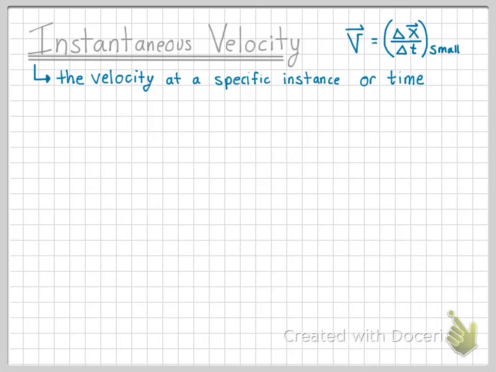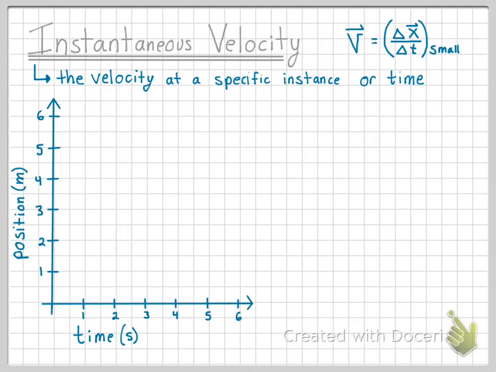Instantaneous velocity is really just like average velocity, but over a very, very small time interval. It can be written in equation form like this. Whenever we calculate instantaneous velocity in this class, we will do so by analyzing position versus time graphs. So let's say that our position versus time graph looks something like this, a series of straight lines. And we want to find the instantaneous velocity at this point on the graph.